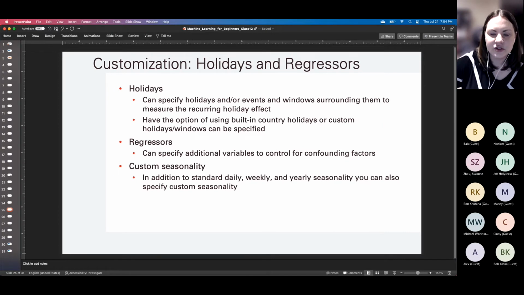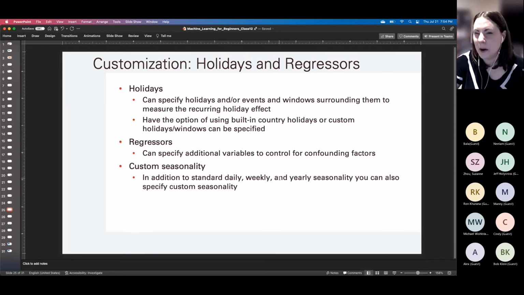The other really interesting thing that you can do with Prophet is holidays and regressors. We talked about regressors a little bit already, but you can actually specify holidays or events and windows surrounding them to measure a recurring holiday effect. This would be really important around Christmas, New Year's, around Labor Day, all of those, especially when we're talking about sales. So you can specify different holidays.